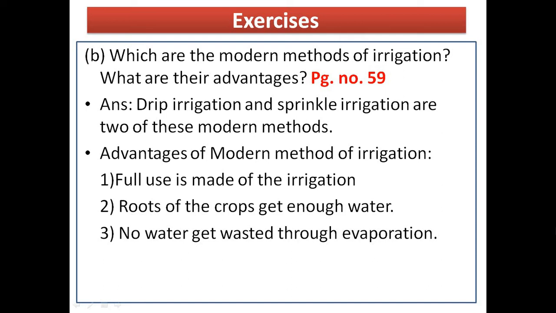Next, question B. Which are the modern methods of irrigation? What are their advantages? This answer you will find on page 59. Drip irrigation and sprinkle irrigation are two of these modern methods. Advantages of modern methods of irrigation: full use is made of the irrigation water. Roots of the crops get enough water. No water gets wasted through evaporation.